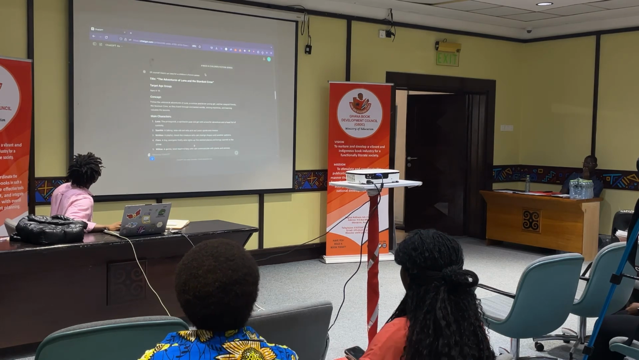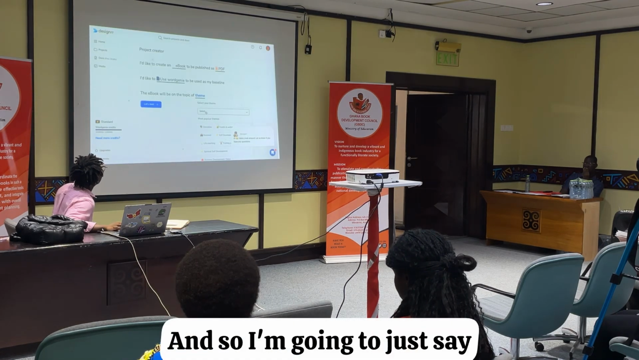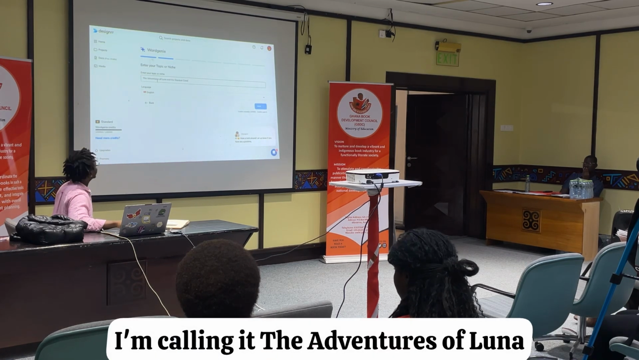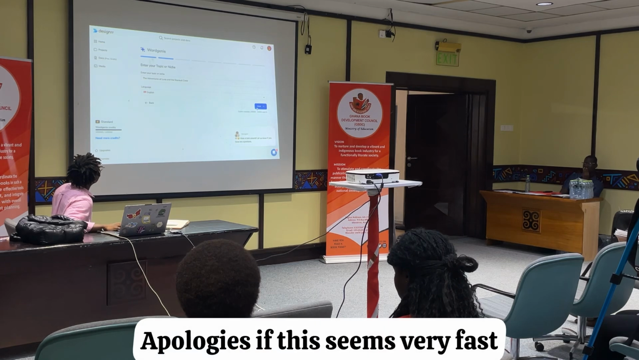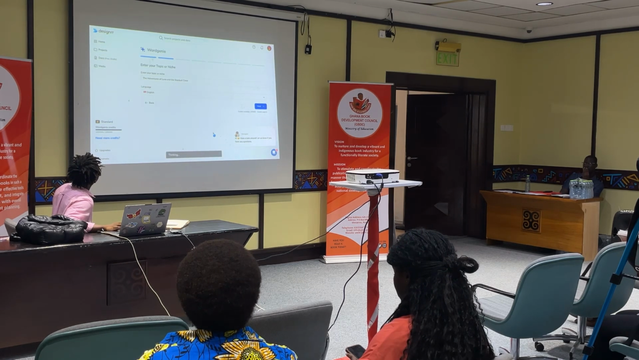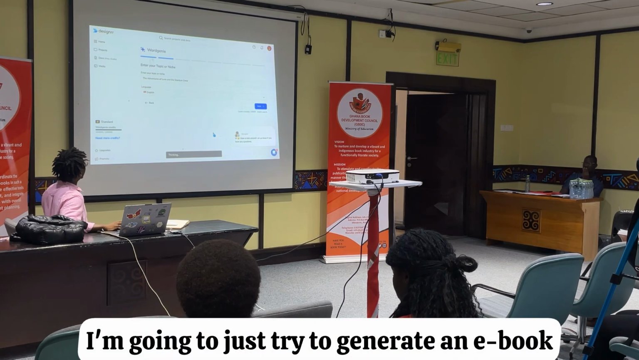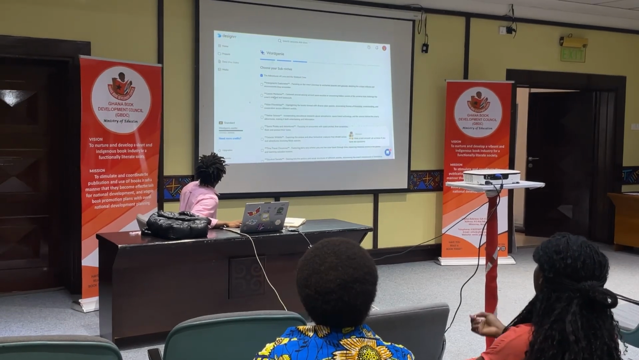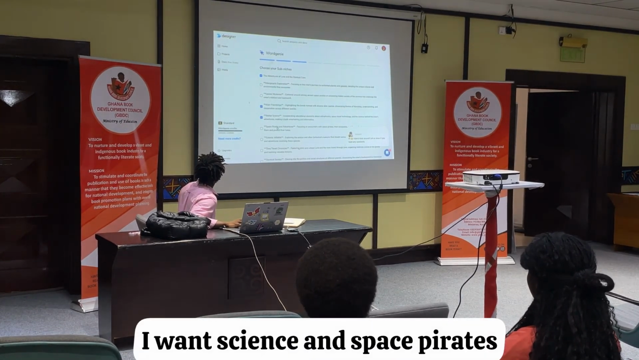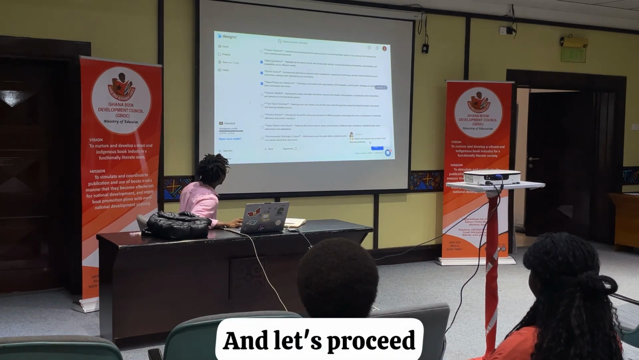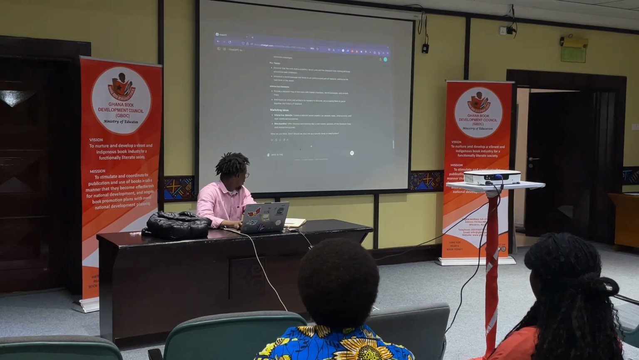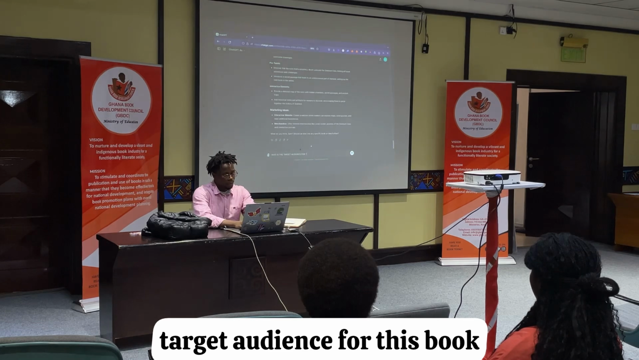Let's stick with the lunar story. The Adventures of Luna and the Stardust Crew. And so I'm going to just say, we're going to start with the outline. I'll call it The Adventures of Luna and the Stardust Crew. Apologies if this seems very fast, but I'm going to just try to generate an ebook and choose your sub-niches. Yes, I want science and space pirates, and let's proceed. Going to ask it, who is the target audience for this book?